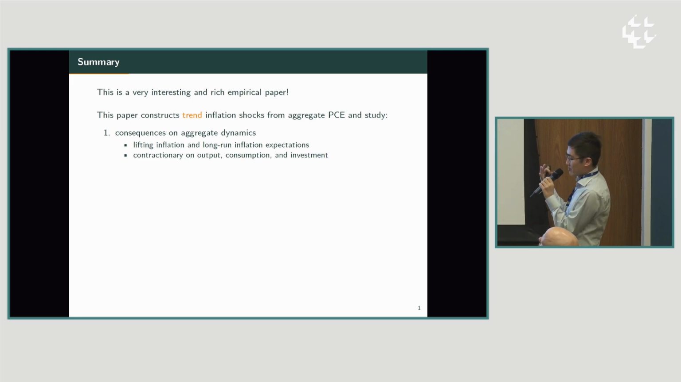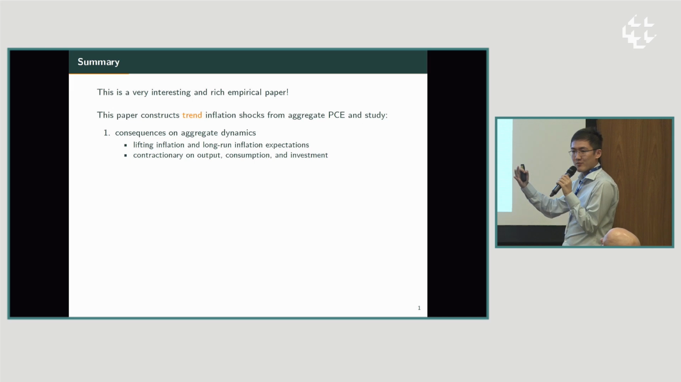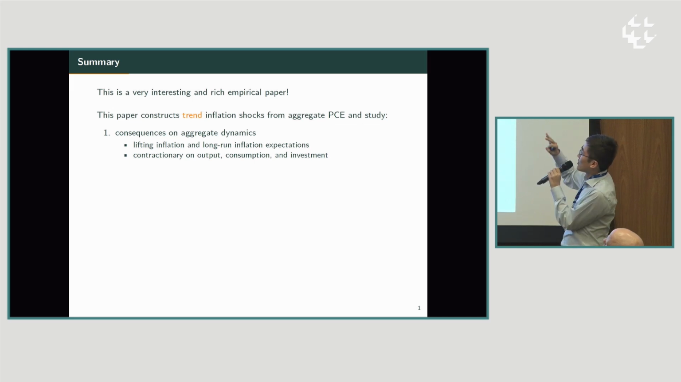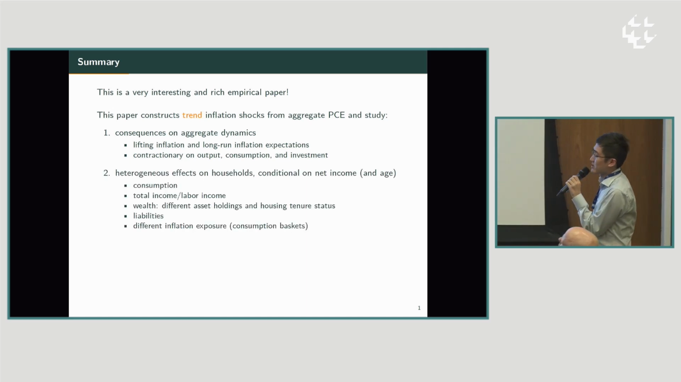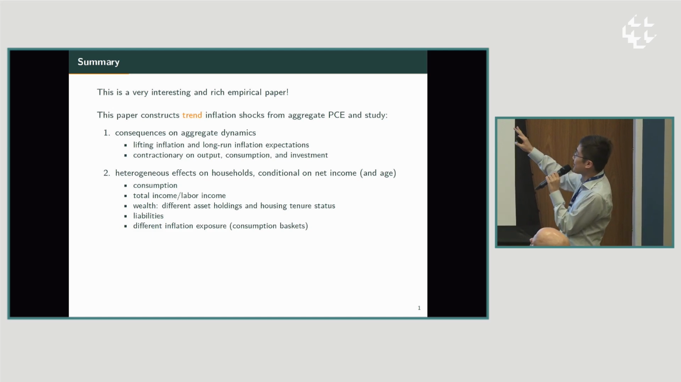So aggregate dynamics is in fact basically saying if you have a permanent increase in the persistent inflation shock, you will have higher inflation, higher long-run inflation expectations. On the other hand, on the real economy side, it will have a contractionary effect. And then they look at heterogeneous effects on households, conditioned on net income and age.